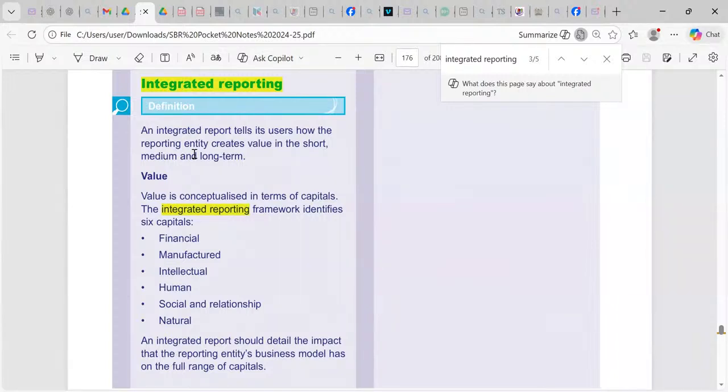So when you think about integrated reports, it tells the users how the reporting entity, which is RCM, creates value today, tomorrow, and in the long term because of sustainability. Value is conceptualized in terms of capitals. The integrated reporting framework identifies 6 capitals, and you must cram these for the sake of your exams.